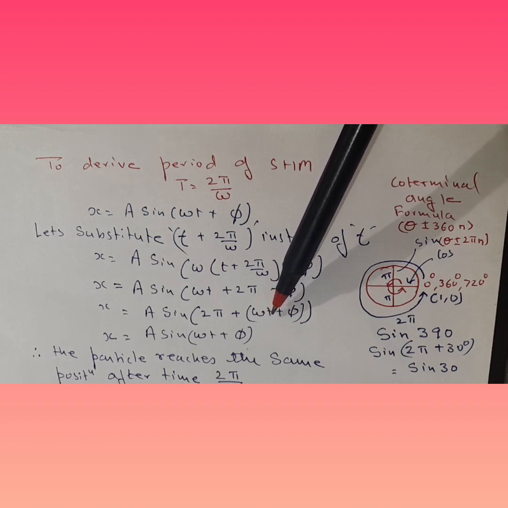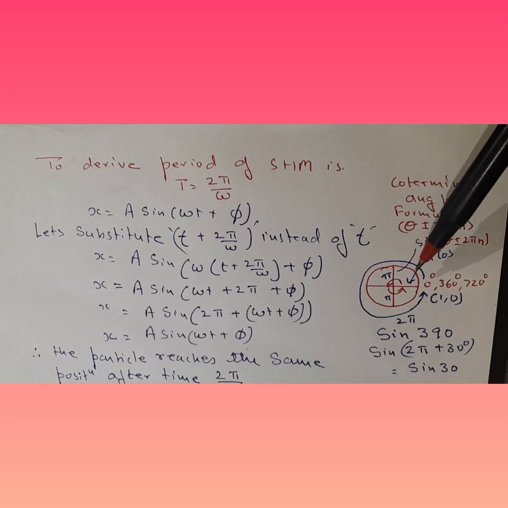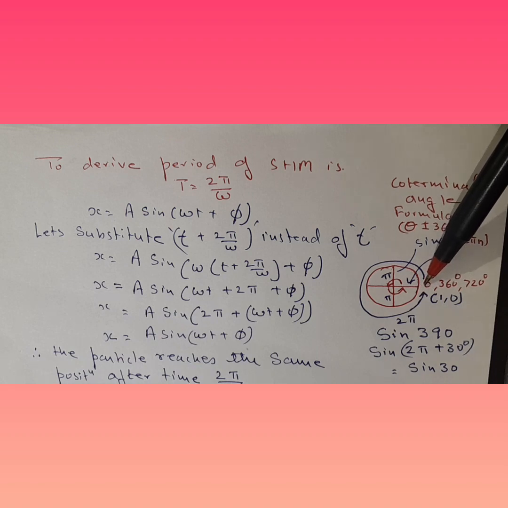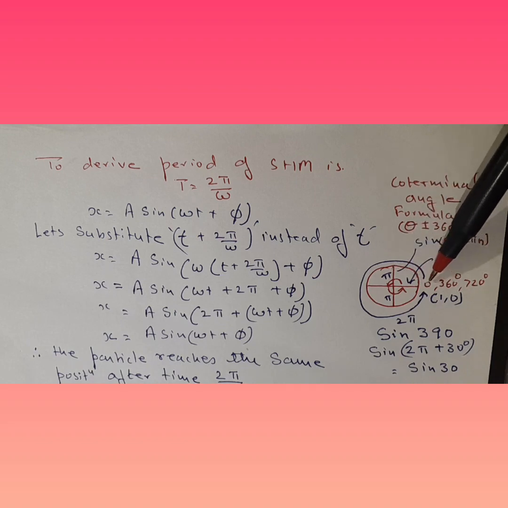Now we need to understand a bit of the coterminal angle formula. The coterminal angle formula says theta plus or minus 360 n, where n is the number of times, is equal to theta. When we start from here, it is 0 degrees, and sine 0 is 0 and cos 0 is 1. We know this is cos, this is sine. So we move around by 2 pi, that is 360 degrees, and we come back again here. Again sine 2 pi is 0 and cos 2 pi is 1.